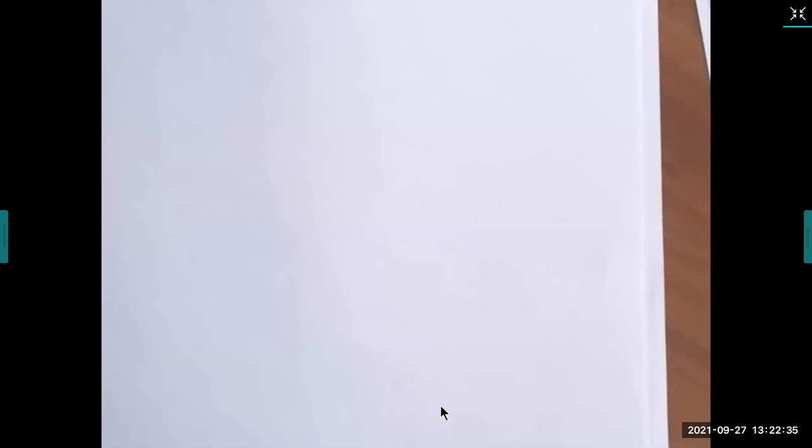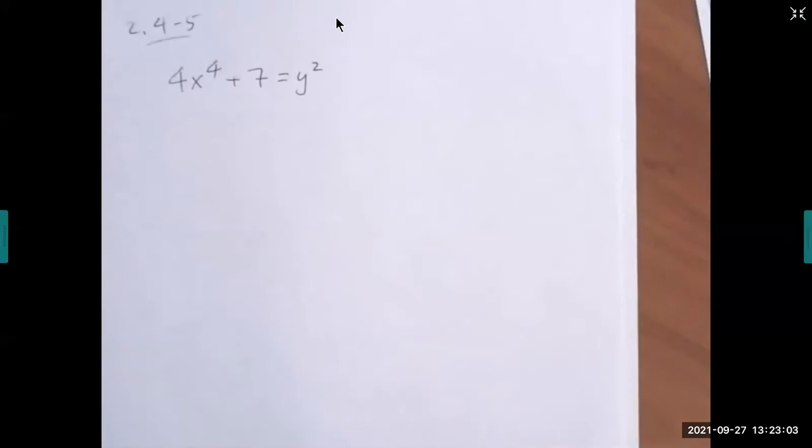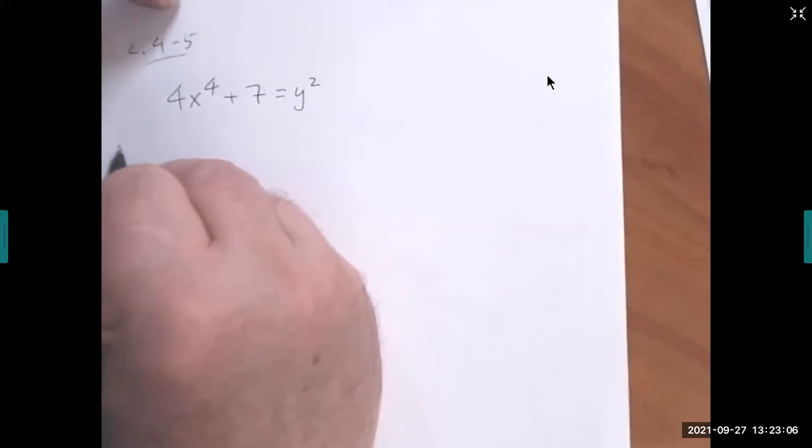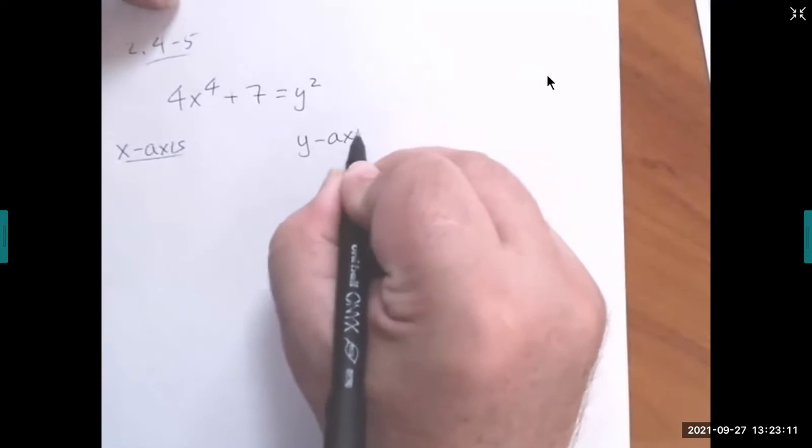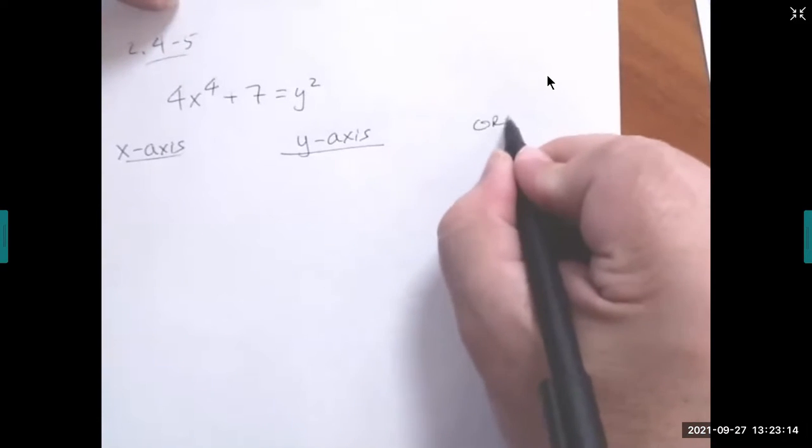Sorry about that. Okay, the next function. Determine the symmetries. This is 2.4, number 5: 4x to the fourth plus 7 equals y squared. Test the symmetries. We have the x-axis, y-axis, and the origin.